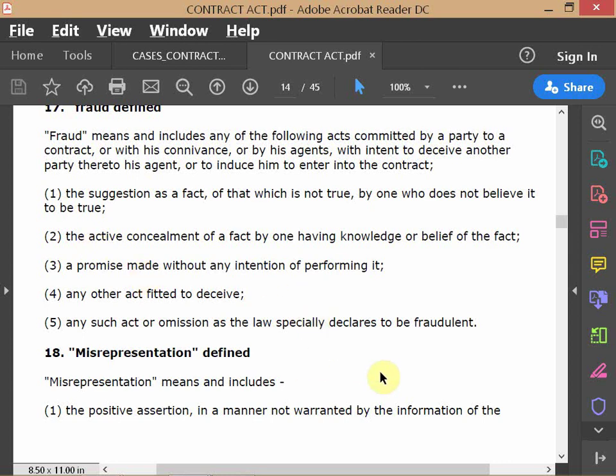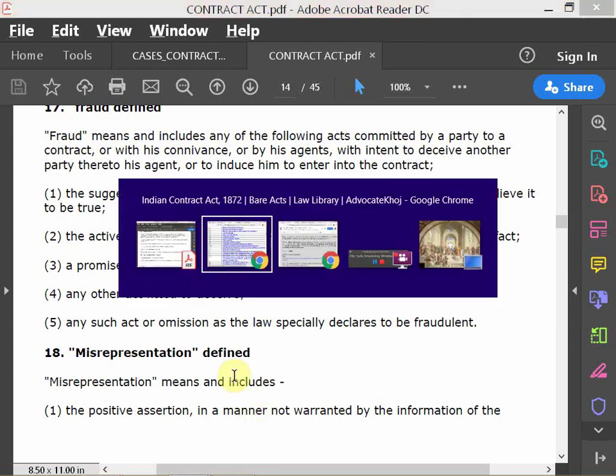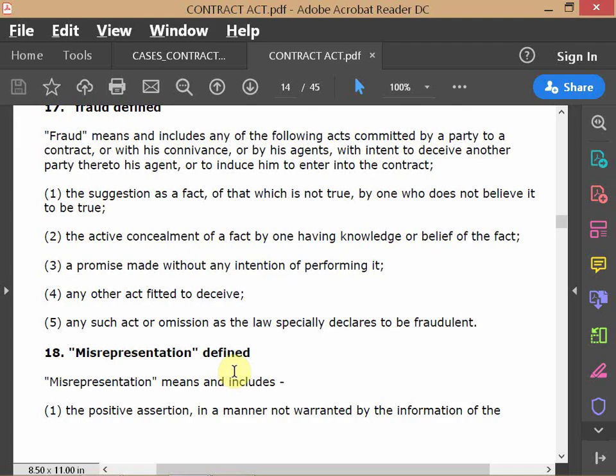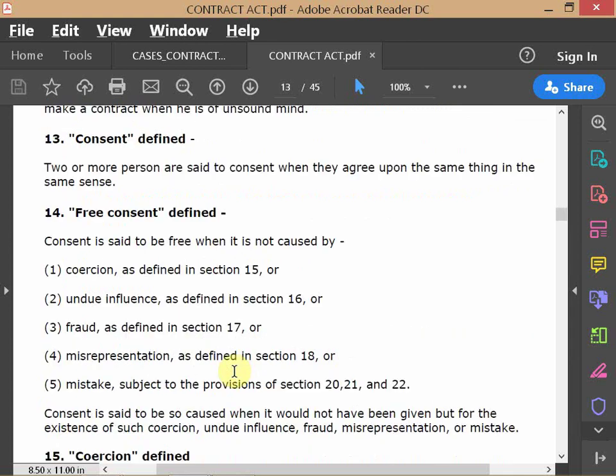Like the case that happened in the case of the girl who got married to an old man. That was a case of fraud because they knew that the groom was not a young man, but they presented the groom as a young man. So they suggested as a fact that which is not true. They suggested the man is young, but they knew that he was not a young man, right? So in any such situation, whenever you have any contract where the consent is vitiated by, say in this case, fraud, that's why, yeah.